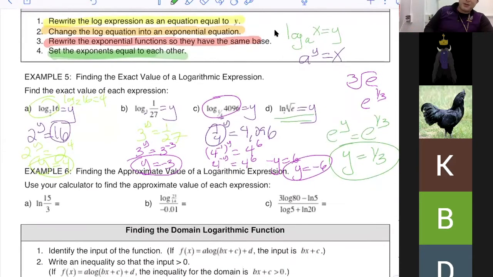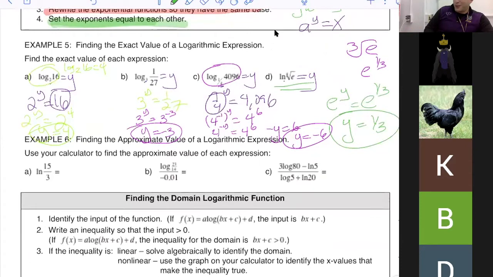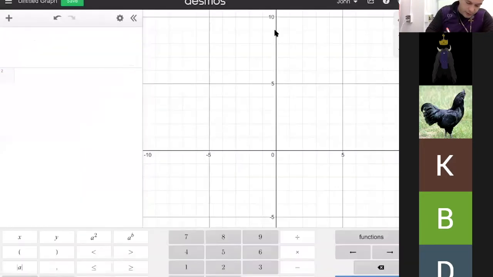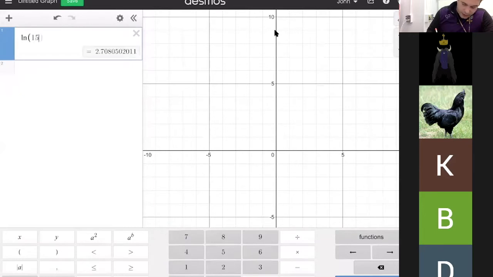Right now, this next thing you might say, well, I know how to use my calculator. Do you? You're going to see questions like this where you need to evaluate using your calculator, and we're going to get practice on that. I'm going to push Desmos on you guys because I think it's a little easier to operate. But if you're comfortable using your graphing calculator, go ahead and use that. That's totally fine. So the natural log of 15/3. Well, functions, natural log 15 divided by 3. So about 1.61.